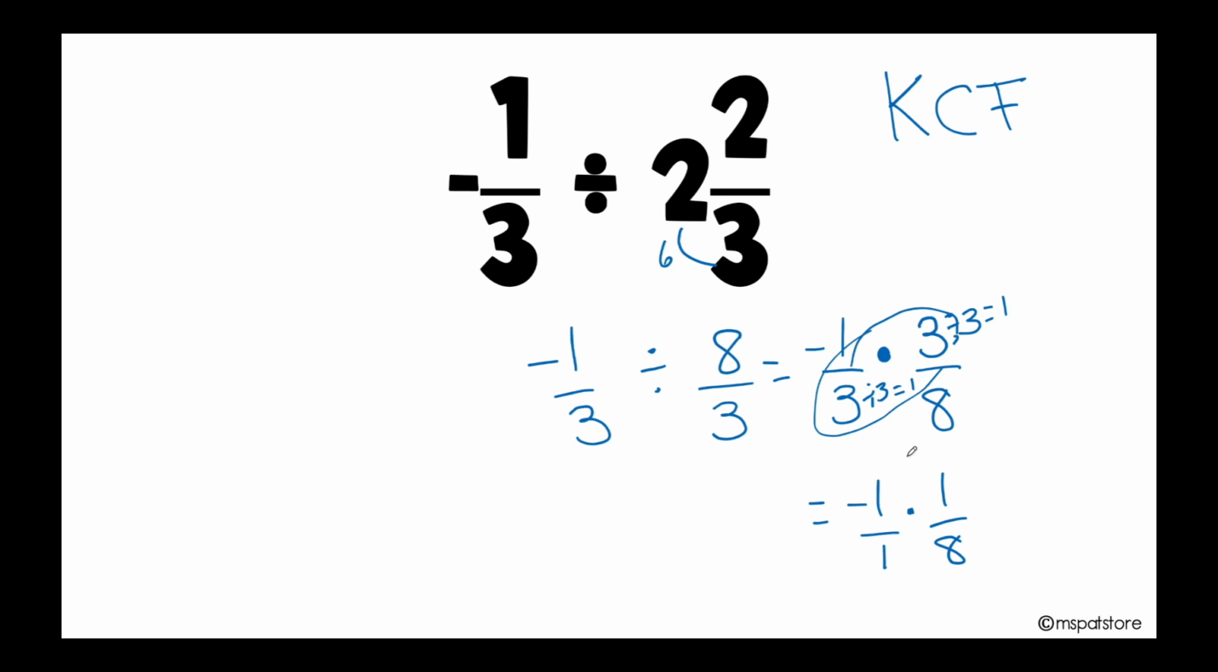Remember that in order for you to multiply fractions, you need to do numerator by numerator and denominator by denominator. So it will be negative 1 times positive 1. It will be negative 1. And positive 1 times positive 8, it will be positive 8. So my final answer, because these two fractions, a mixed number, they have different signs, will be negative. So my final answer is negative 1/8.